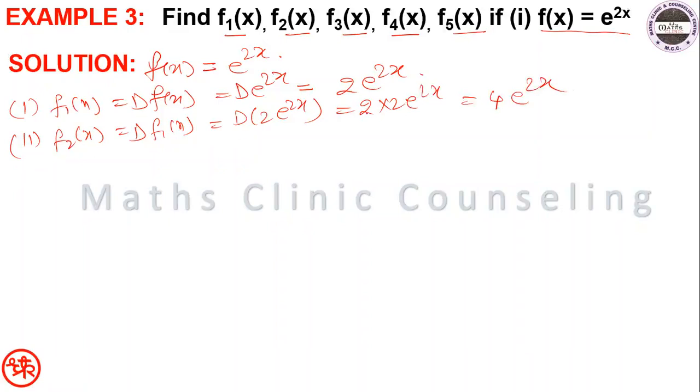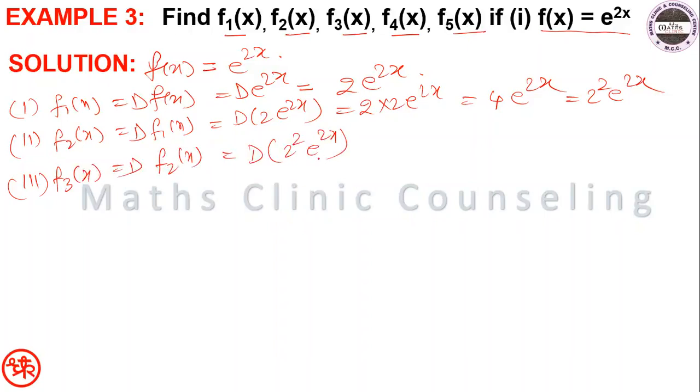Is that clear? Yeah, we can write it as 2 square e to the power 2x. Third, f3 of x is equal to d of f2 of x. Is that clear? That is d of 2 square e to the power 2x, that is 2 square into 2 e to the power 2x, that is 2 to the power 3 e to the power 2x.